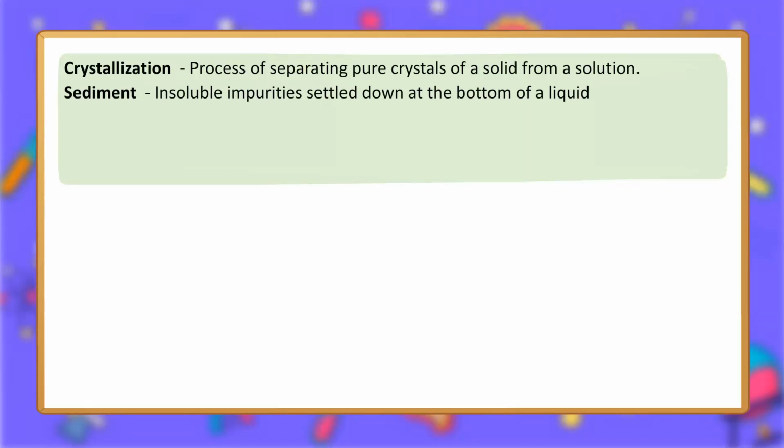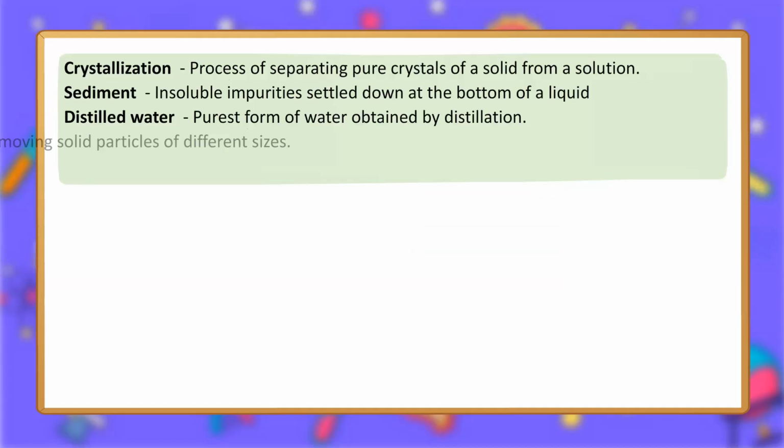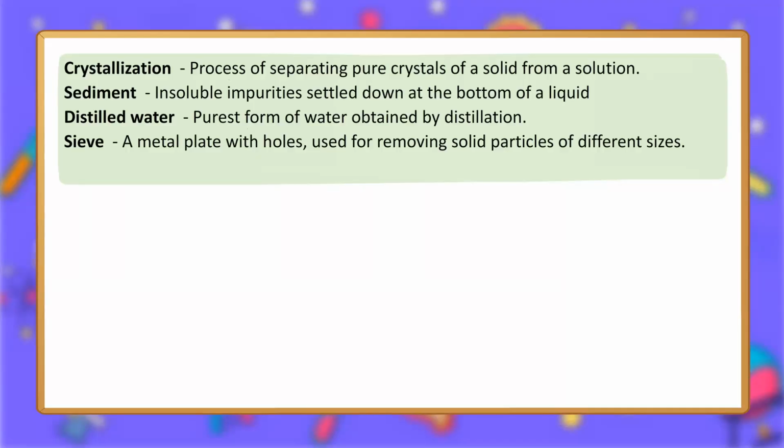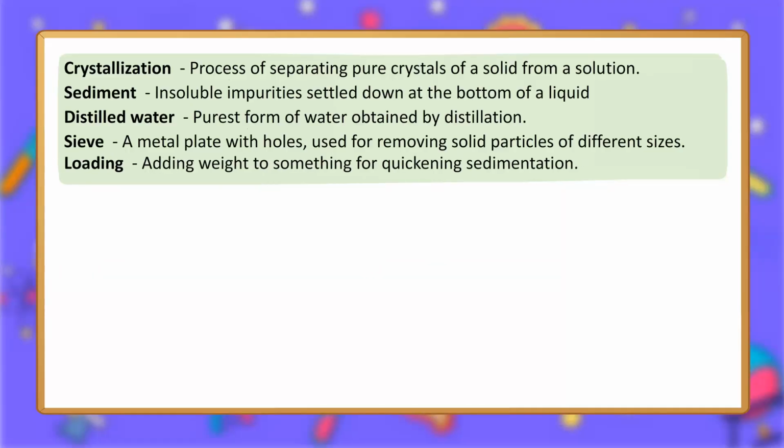Sediment. Insoluble impurities settle down at the bottom of a liquid. Distilled water. Purest form of water obtained by distillation. Sieve. A metal plate with holes, used for removing solid particles of different sizes. Loading. Adding weight to something for quickening sedimentation.